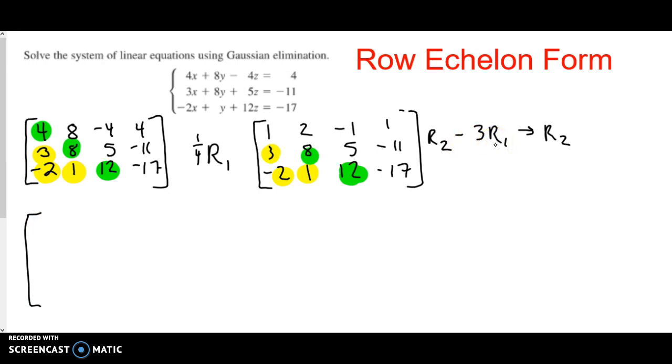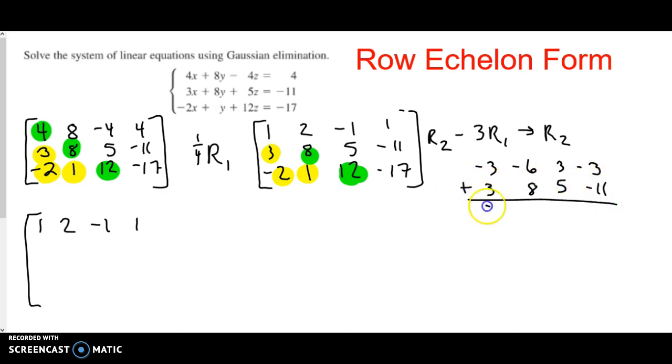So let's do some work off to the side here. If we have row 2 minus 3R1, and that's going to equal R2, I get the value set up of negative 3, negative 6, 3, negative 3, and then adding that to 3, 8, 5, and negative 7. By adding these together, I get 0, 2, 8, and negative 13, which represents R2. So my row 2 should be 0, 2, 8, negative 13. And then the last one would be the same for row 3, which is negative 2, 1, 12, and negative 17.